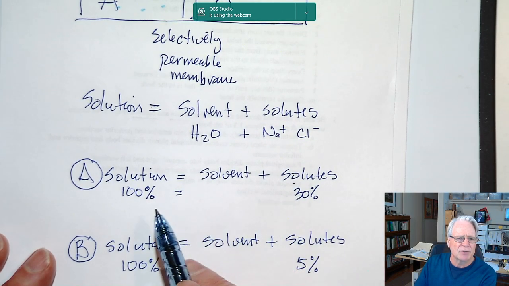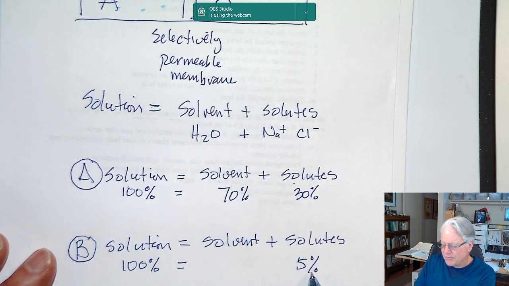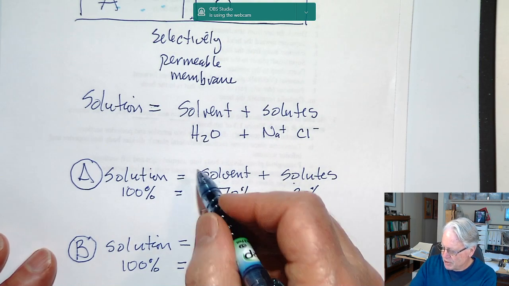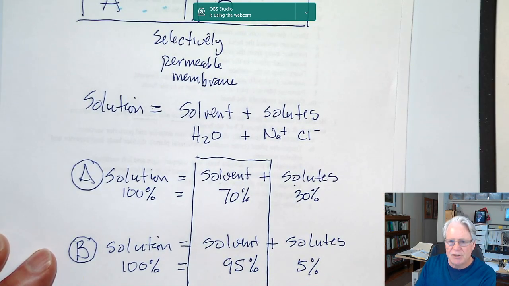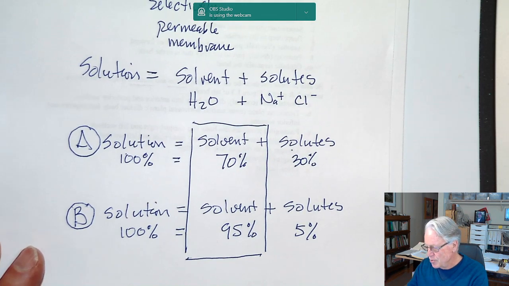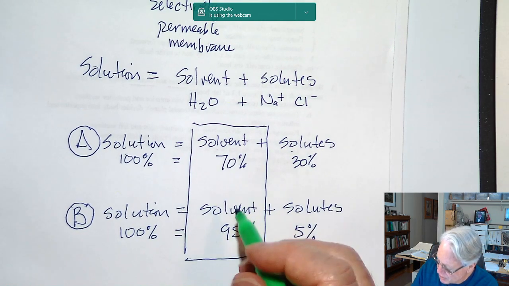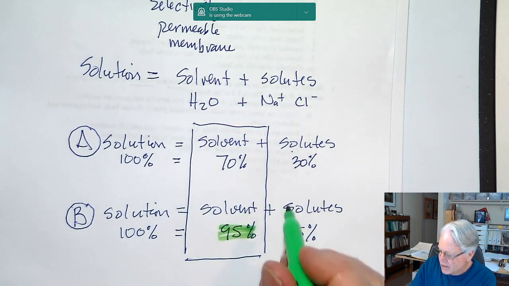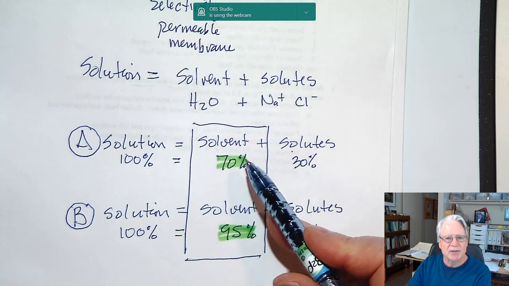I'd take 30, subtract it from 100, and I get 70%. I take 5, subtract it from there, I get 95%. And I must ask now, do I have a difference in concentration in solvent? And indeed I do. You can see that I have, at this point, a difference in concentration. So I have 95% here and only 70% there. So that means that this is greater than that.